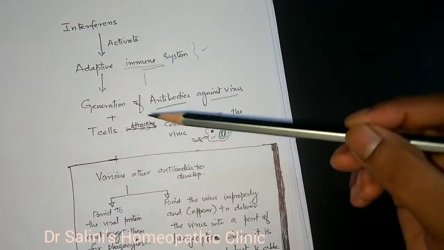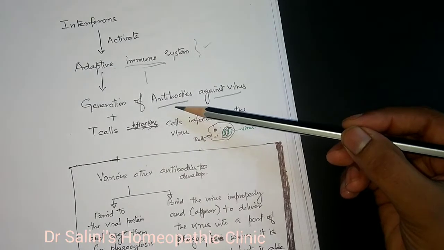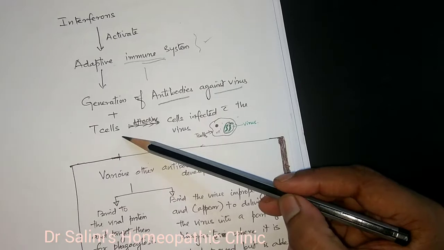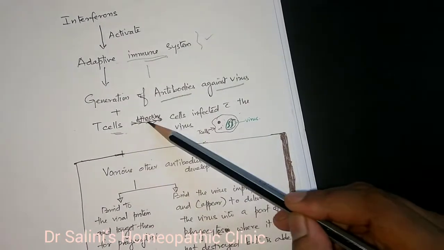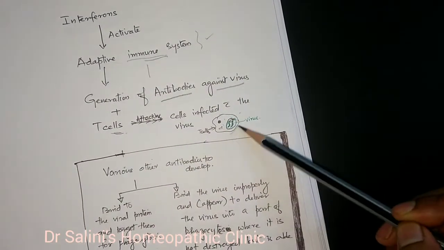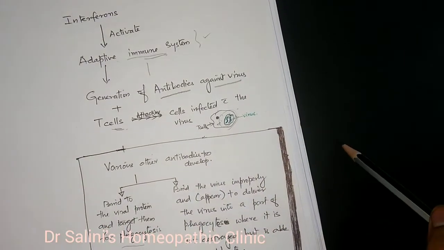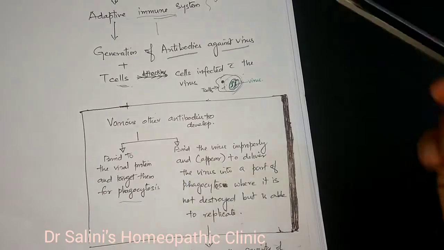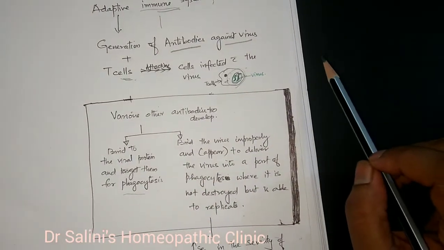In the same way, these interferons will cause the generation of antibodies against the dengue virus, along with T cells. These are the cells which attack the infected cells carrying the virus. Various other antibodies are also developed.